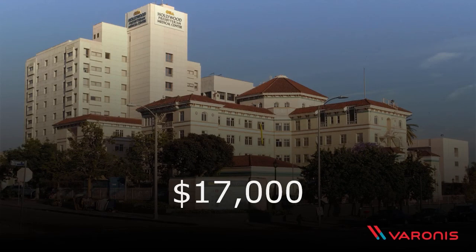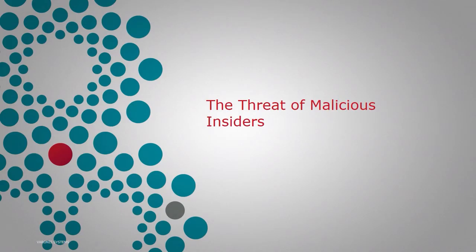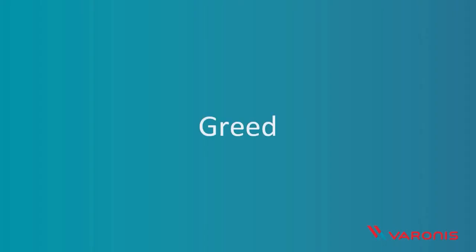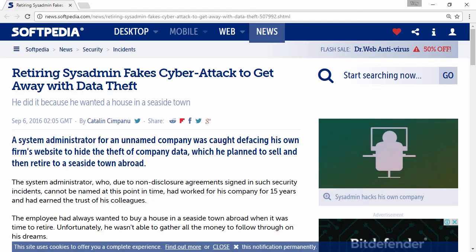Let's go and talk about some of those objectives as it relates to malicious insiders. When you hear the term insider threat, you probably most likely think about malicious insiders. But malice can take many different forms when it comes to an insider. So let's go and talk about some of those here. So for example, greed. One of the reasons that insiders exploit their position within organizations is because they want to make money. Here's a great example of that. A system administrator had a dream of buying a house and retiring to a seaside town abroad. Unfortunately though, his financial state wasn't really going to enable that lifestyle.